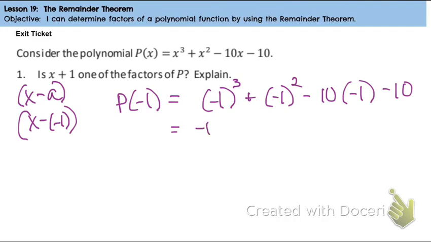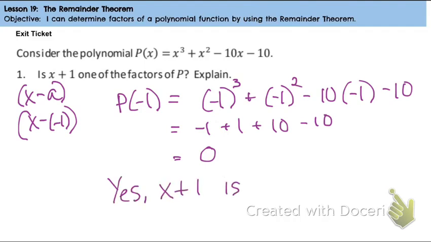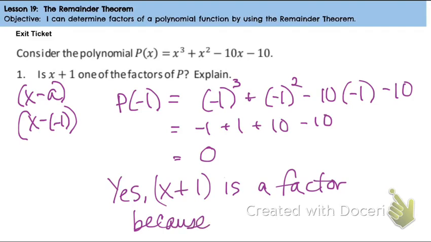So this is negative 1 plus 1 plus 10 minus 10. And I can see all those numbers cancel out, so yes, x plus 1 is a factor because p of negative 1 equals 0. There's no remainder.